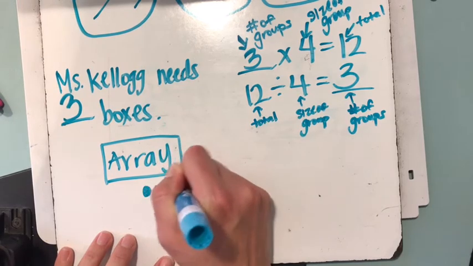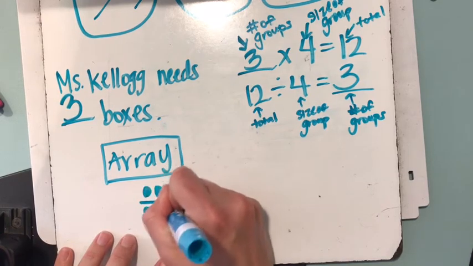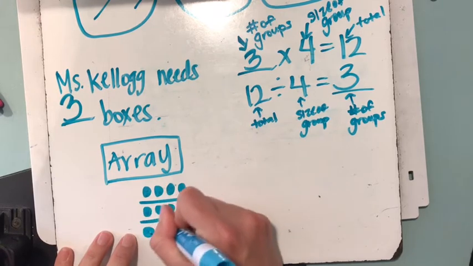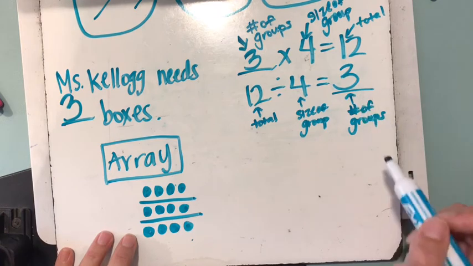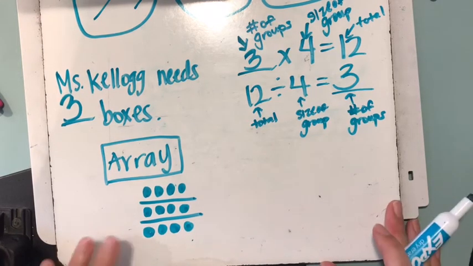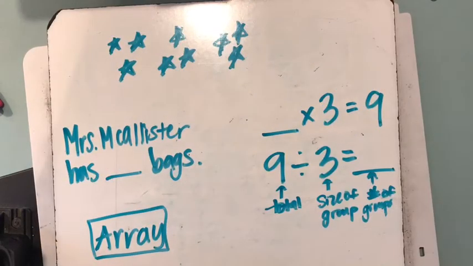So I know that in each row, in each group, I have 4. 1, 2, 3, 4. There's one group. 5, 6, 7, 8. There's my second group. 9, 10, 11, 12. So now I'm going to check myself. Did I get 3 rows or 3 groups of 12? I did. And are there 4 in each group? Is my size of the group 4? It is. So I did my array correctly. Awesome.